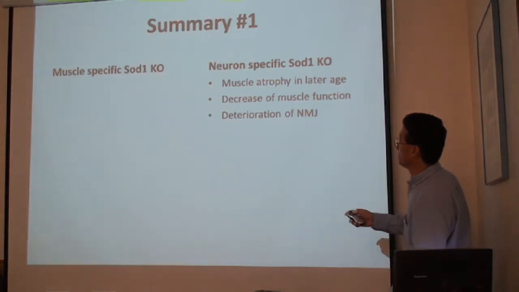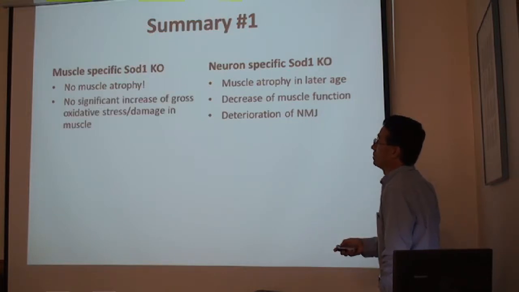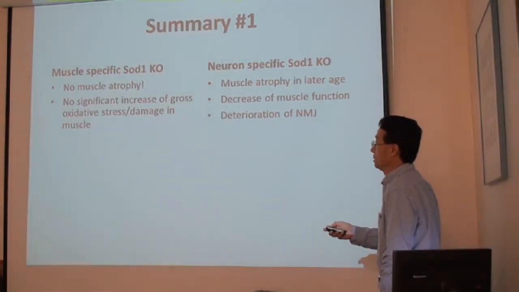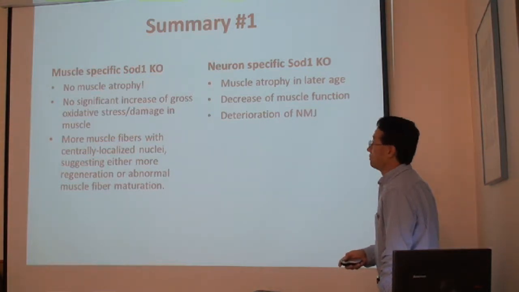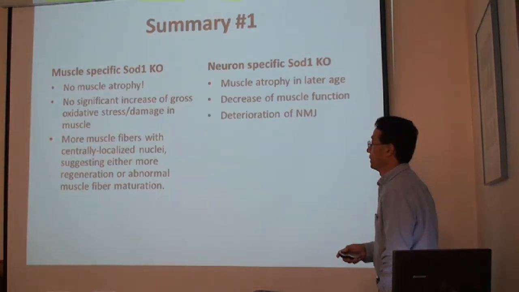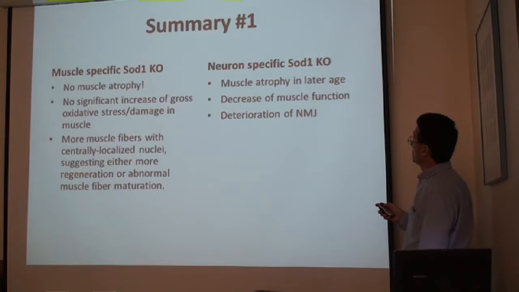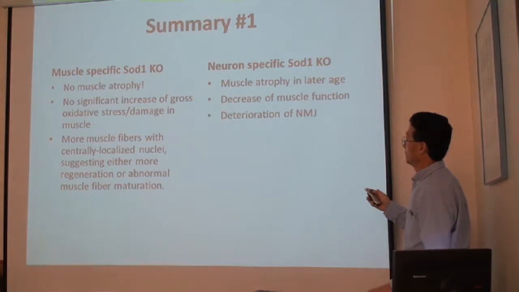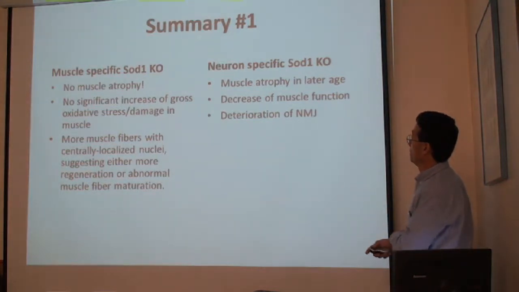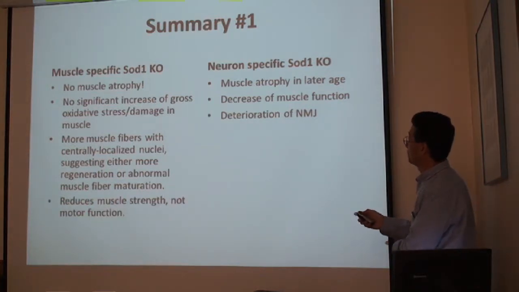To summarize, the muscle-specific knockout of SOD1 has no muscle atrophy, no significant increase of oxidative stress, and there are more fibers with centrally localized nuclei, suggesting either regeneration or abnormal nuclear fiber maturation. In the neuron-specific SOD1 knockout mouse, muscle atrophy occurred, although much later, compared to the muscle-specific knockout mouse. And there is a decrease of muscle function and also deterioration of neuromuscular junction.